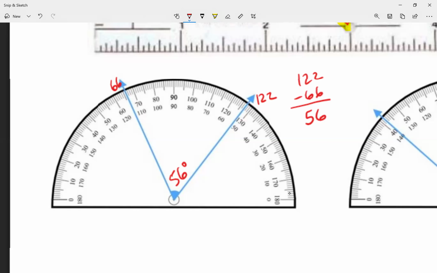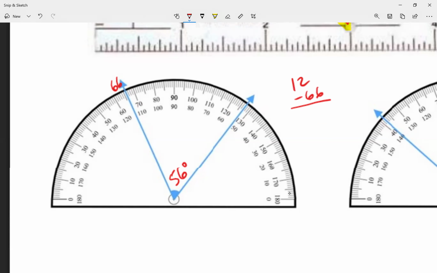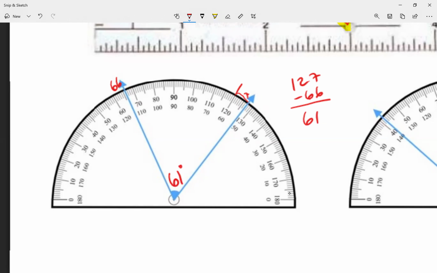Oh, actually, no, that's not 122. It's okay. We can make mistakes. That is actually 127. So this is not 56 degrees, because starting at 120, it seems like I counted seven more, right? So it's 127. All right, so what's 127 minus 66? 61 degrees. So this is 61 degrees.